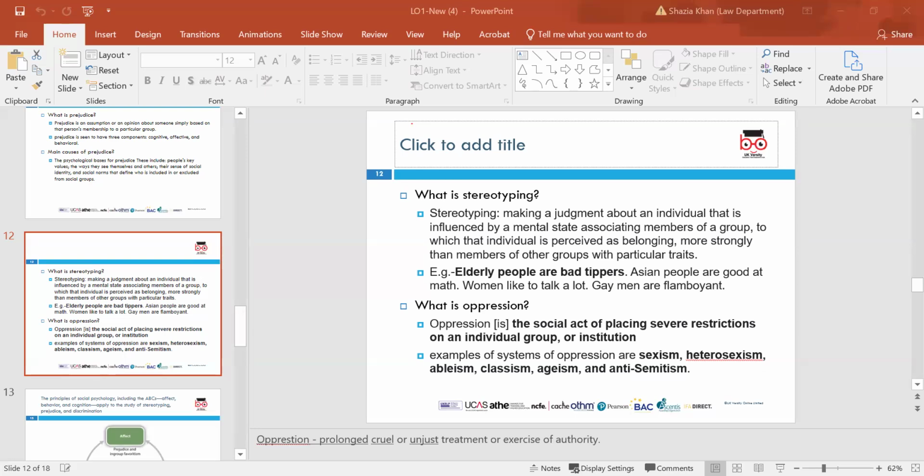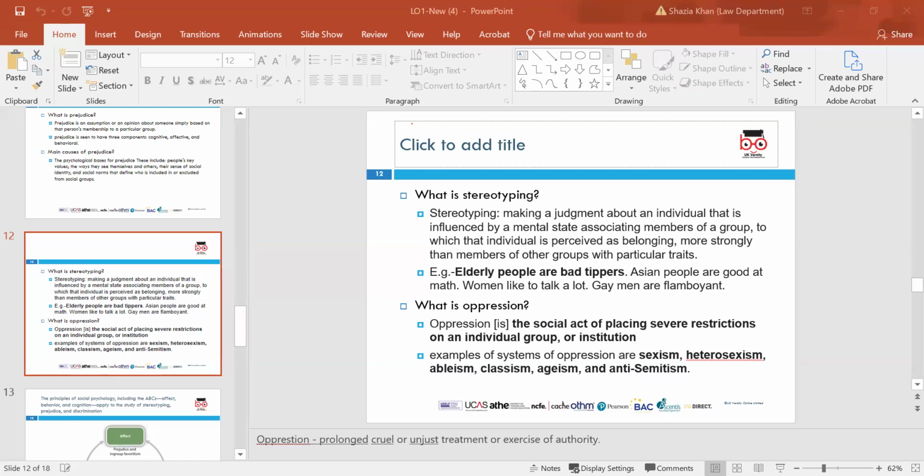Then we've got elements of stereotyping and examples of it, as I've mentioned. Some people say foreigners, people with dark skin, women, retirees, or academics are targets of these forms of discrimination. Then we've got oppression.